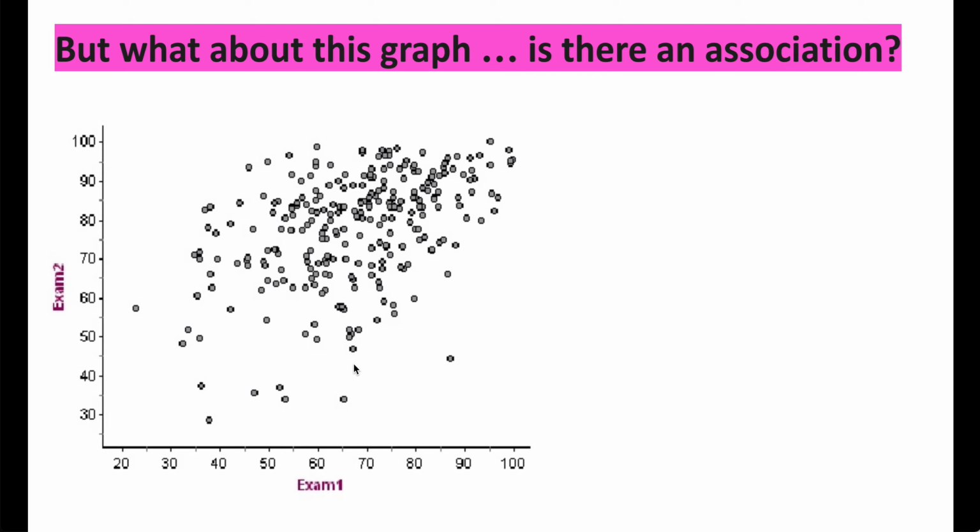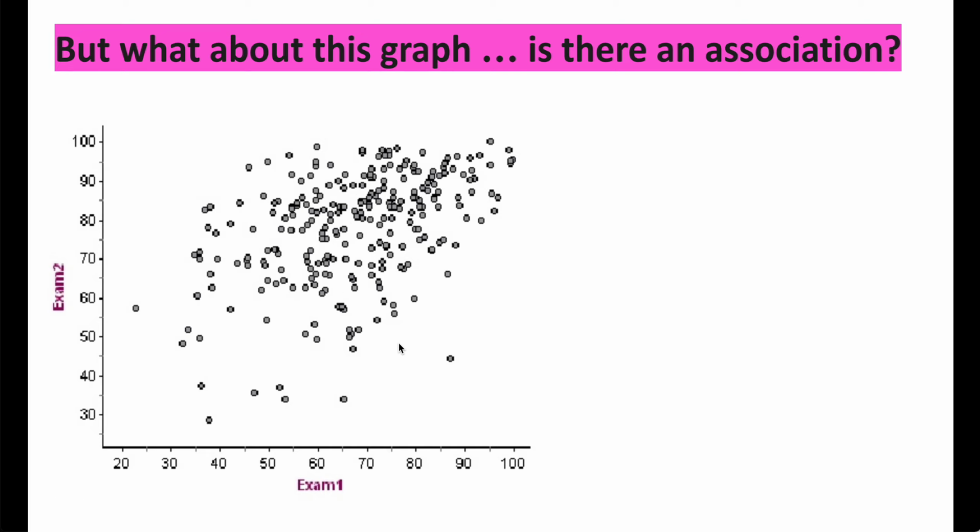What about this graph though? Is there an association? Well, I do see a pattern, but that pattern is not super defined, and the points are pretty far spread apart from each other. So even though I do see a slight positive pattern, the points are definitely not as clearly defined one way or the other.